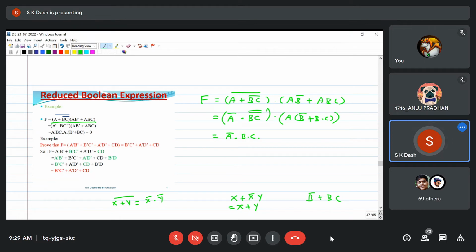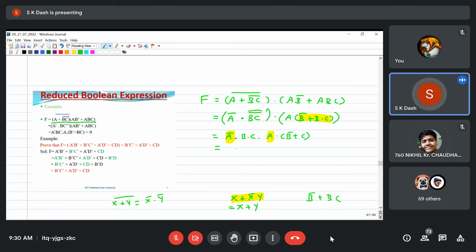Here, if you compare this and this, what is your x? B bar. Your y is C. So what will you get? You will get this as A bar dot A dot B bar plus C. Okay. No need to solve it further because here it is A bar dot A. So A dot A bar means anyway 0. Your product is going to be equal to 0. So this expression is reduced to 0 here. Okay, so these are easier.